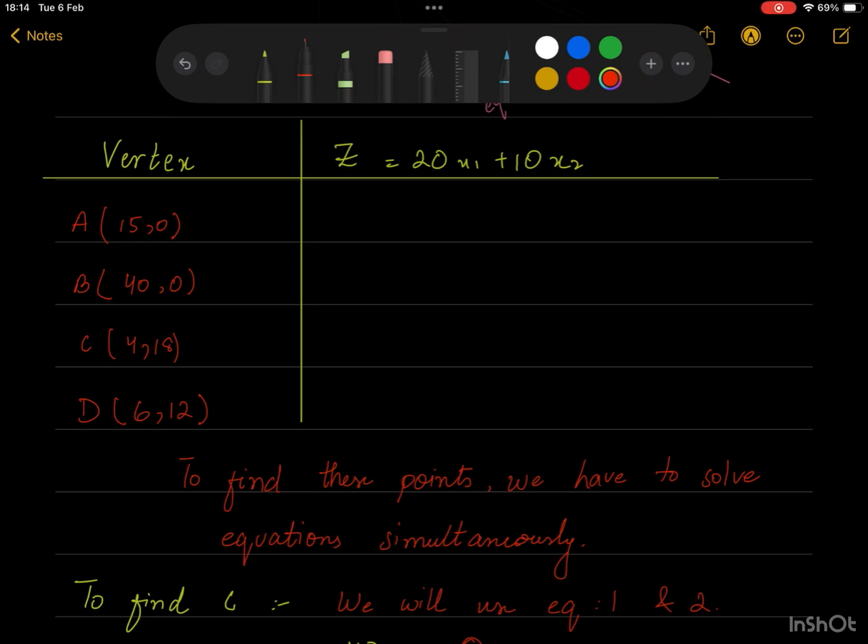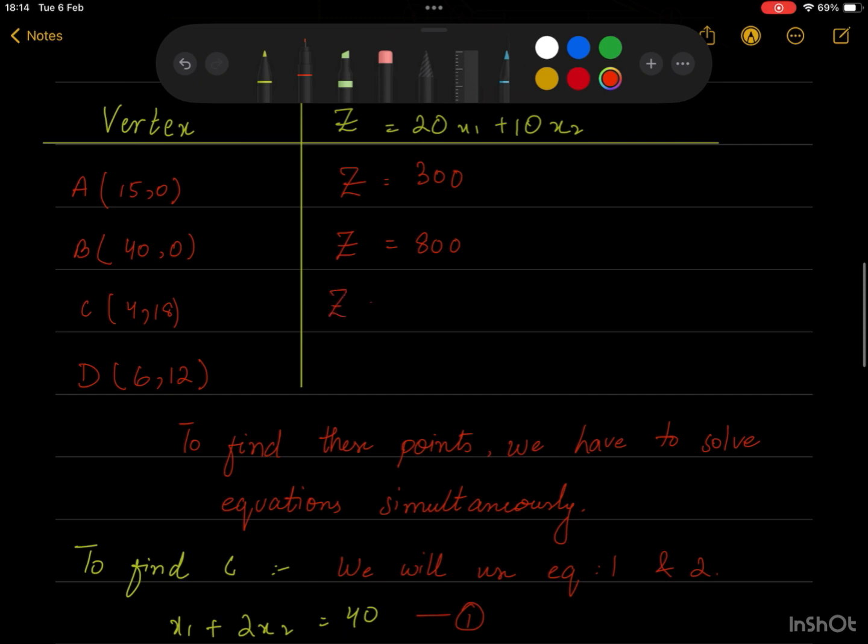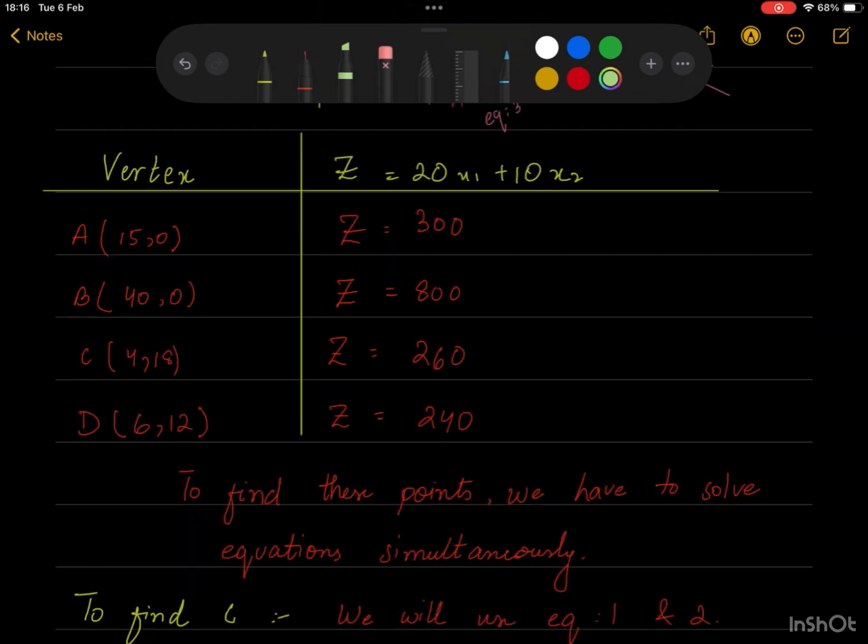Now we have to put all these points in our given function, z. For the first point, after putting 15 in the place of x1, we got z equal to 300. After putting 40 in the place of x1, we got 800. Now we put 4 in x1 and 18 in x2, and we got 260. Then we put 6 in x1 and 12 in x2, and we got 240.